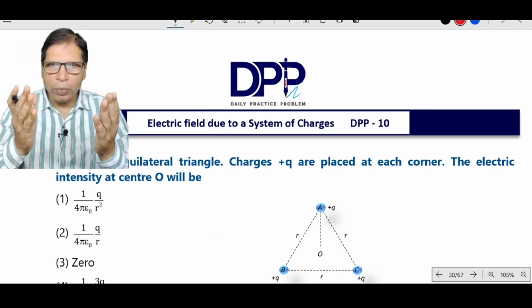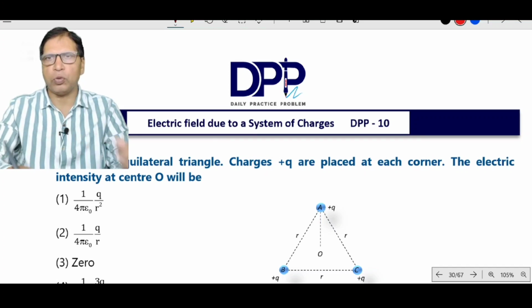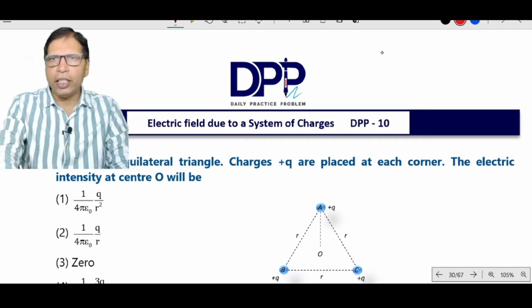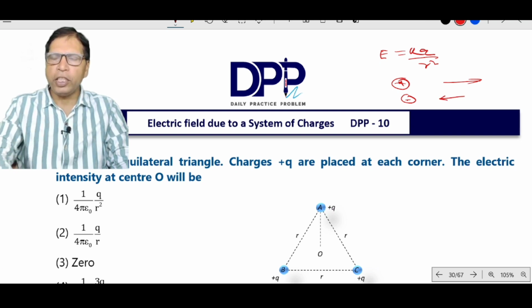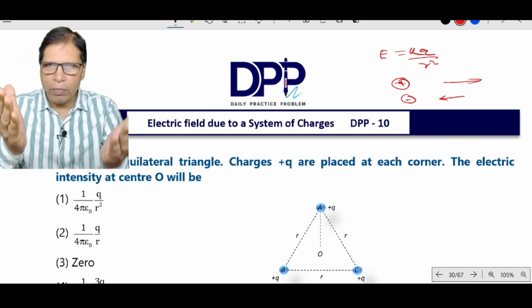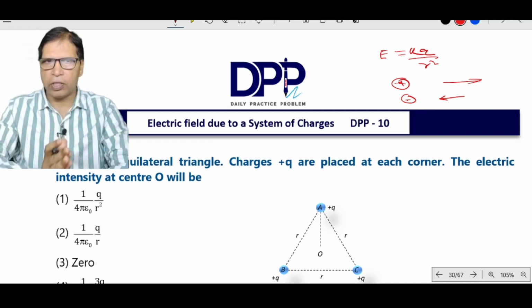Now the concepts needed to solve these MCQs. Look at this, the electric field E is kQ by r squared. Electric field due to a positive charge is directed away from the charge, and electric field due to a negative charge is directed towards the charge. These three concepts will be extremely helpful to solve these MCQs.